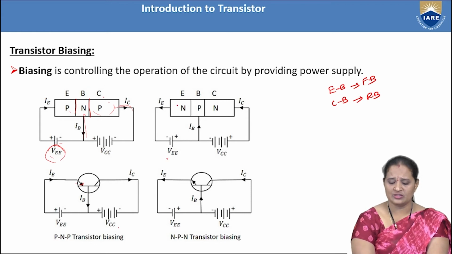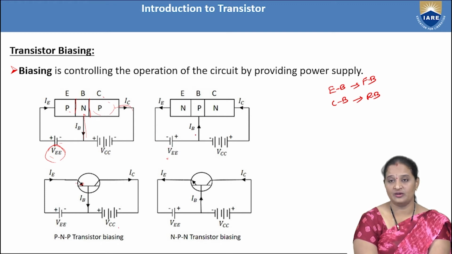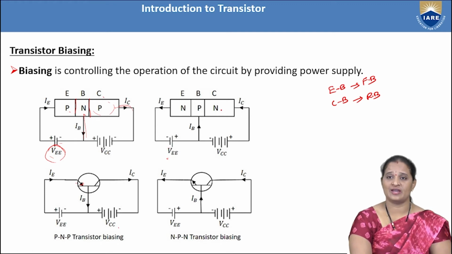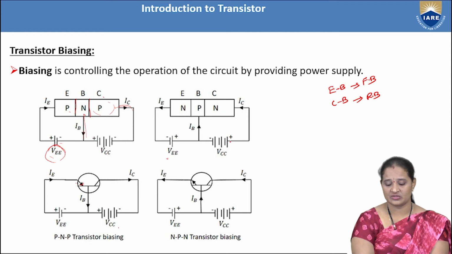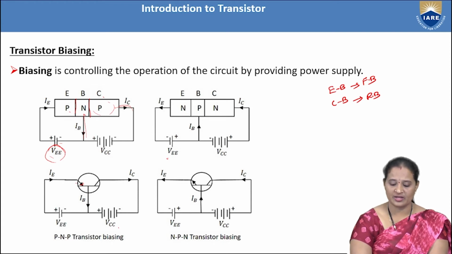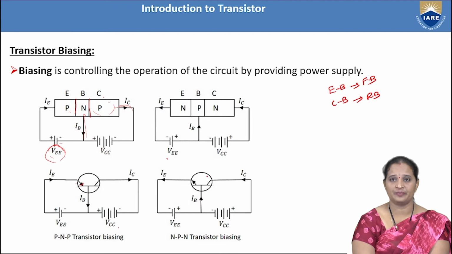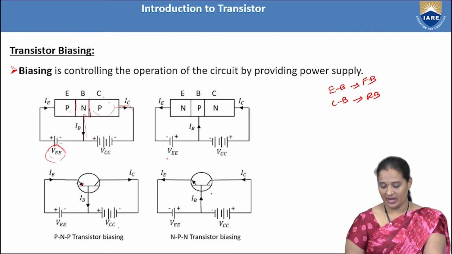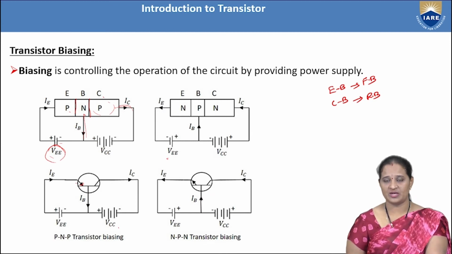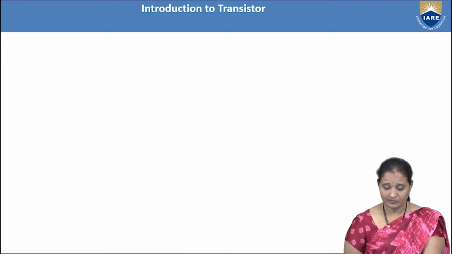So VEE: as it is an NPN transistor, the emitter is N-type, so the negative terminal is connected here. Again, the collector is N-type. In order to reverse bias, the positive terminal of the battery is connected here. So this is the biasing provided to the NPN transistor, and this is the symbol of the transistor here. The arrow direction is always outside. This is the NPN transistor, and the biasing provided to the NPN and PNP transistor is such that the emitter junction is forward biased and the collector junction is reverse biased.